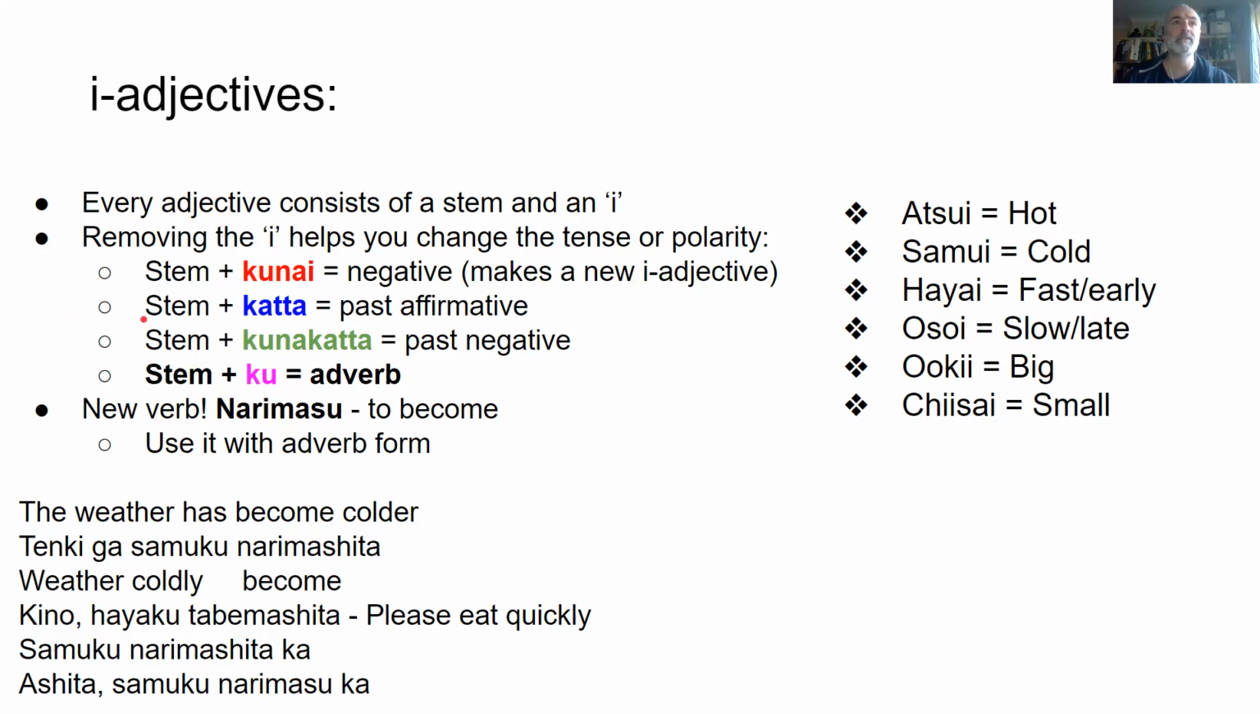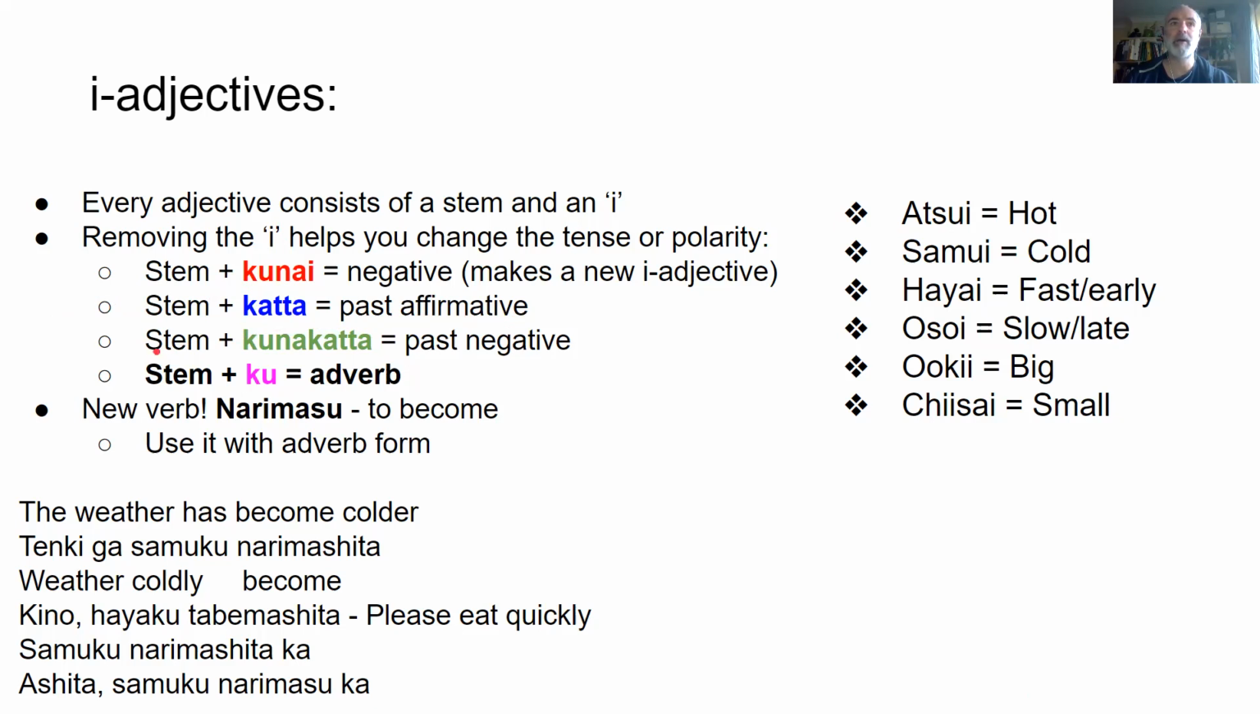To make the past tense, then we remove the i and replace it with katta, katta. So this makes the past affirmative. So it was hot would be atsukatta desu, atsukatta desu.